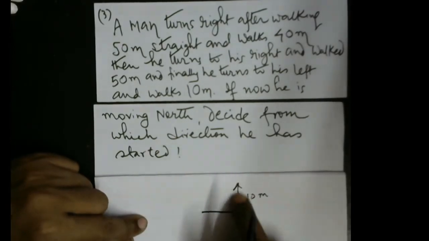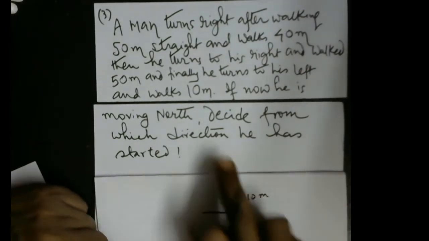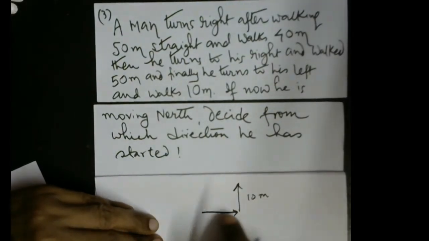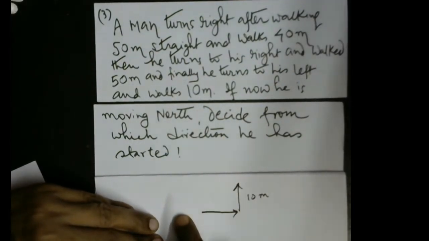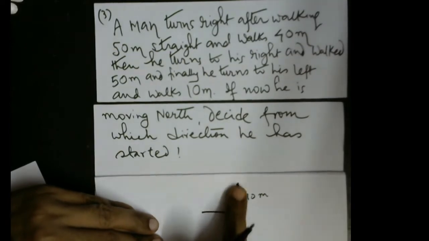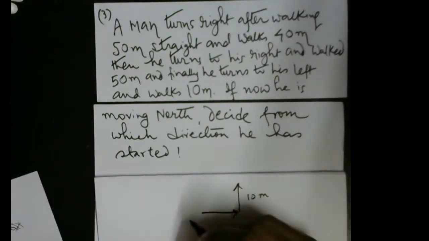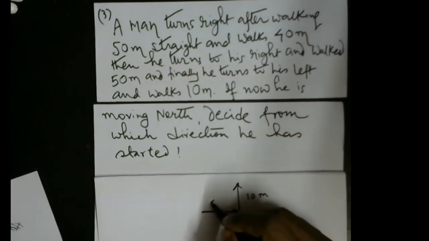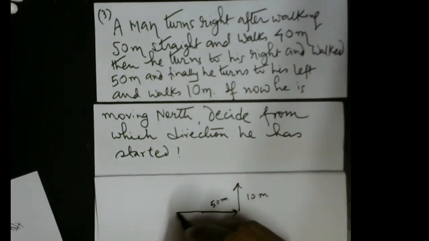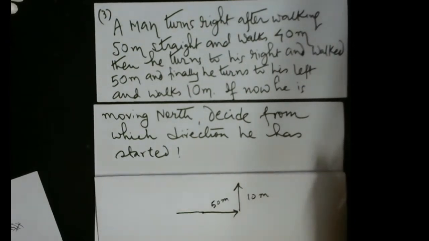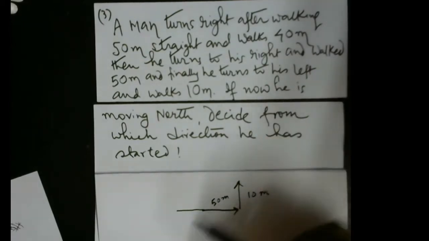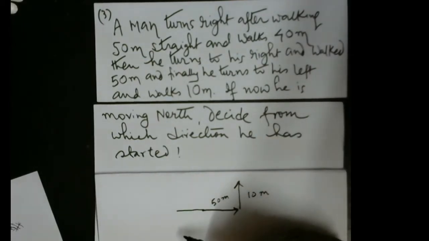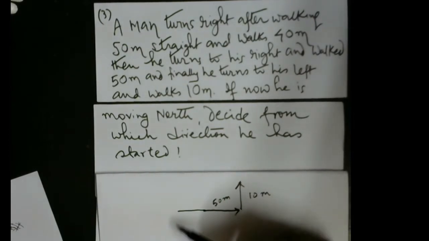10 meter he has walked straight. But before that he was moving in some direction. From there he has turned left. That means if you take this arrow, its left position is this. So that was the previous direction. And 50 meter he walked from that side. Now what happened? He took a right turn before that, and from there he has walked 50 meter.